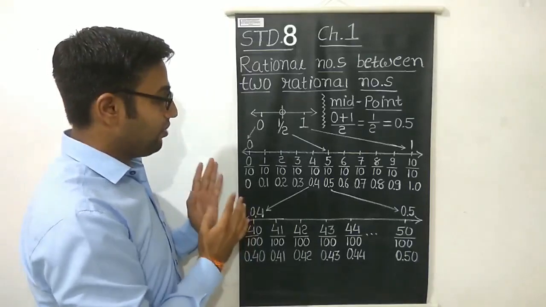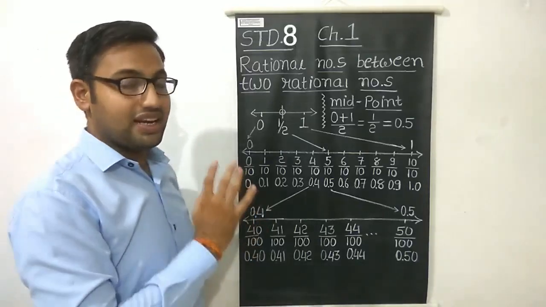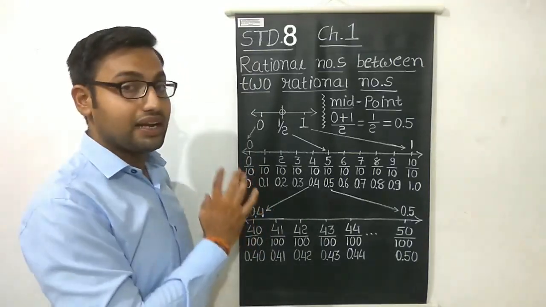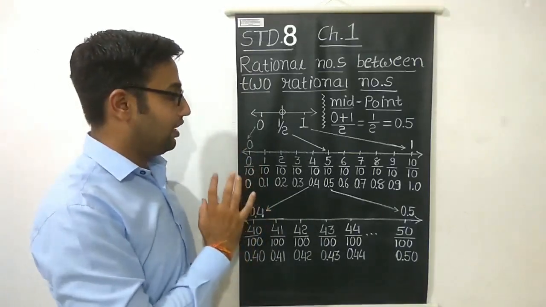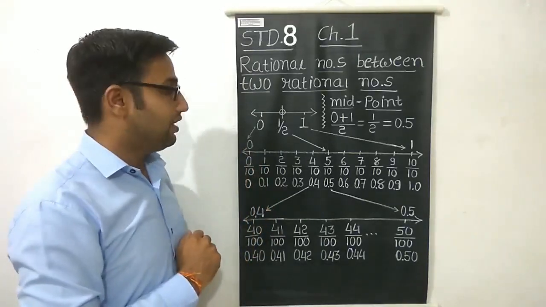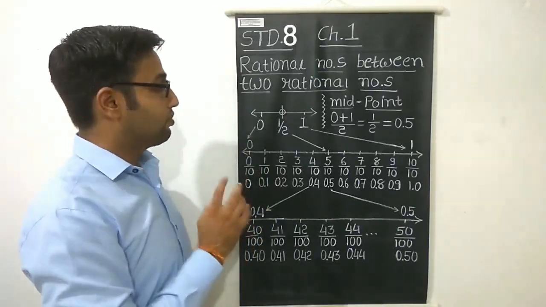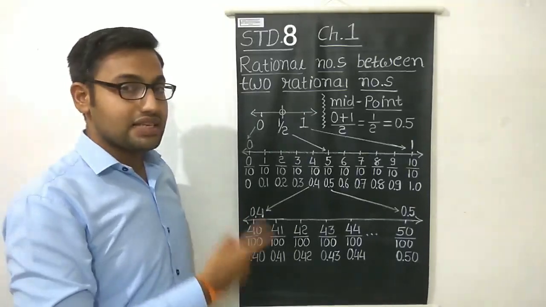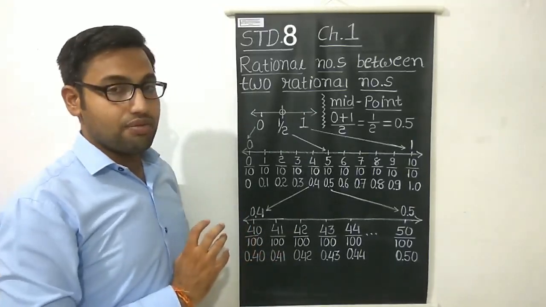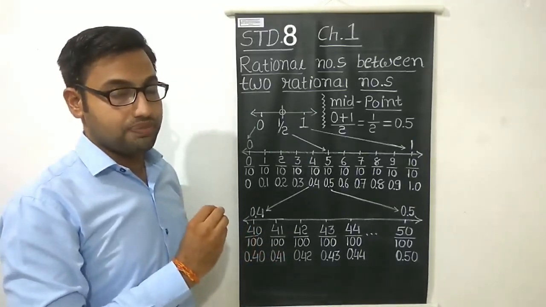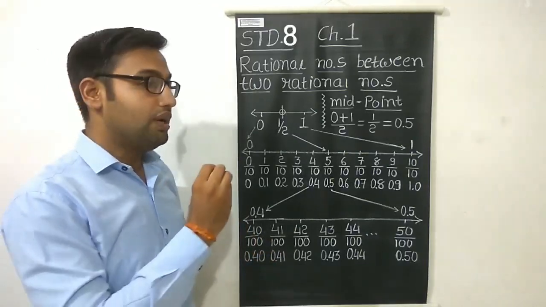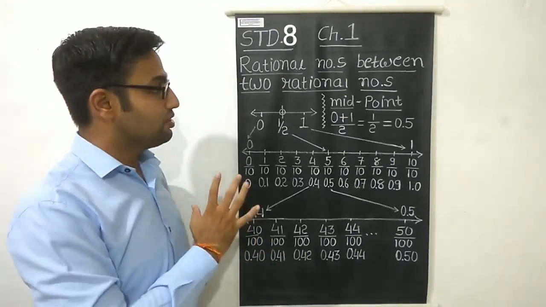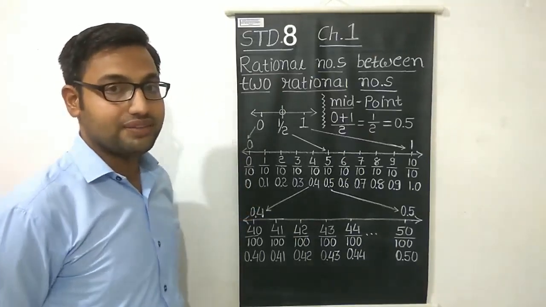Okay? So now this concept is clear in your mind that infinitely many numbers we can find between two rational numbers, right? So this is all about this lecture. In the next lecture, we will study how to find the rational numbers between two given rational numbers. Okay? So this is all about this lecture. Okay? Thank you.